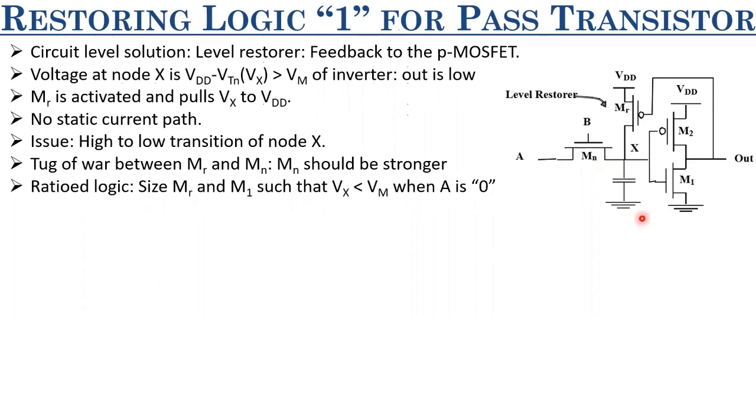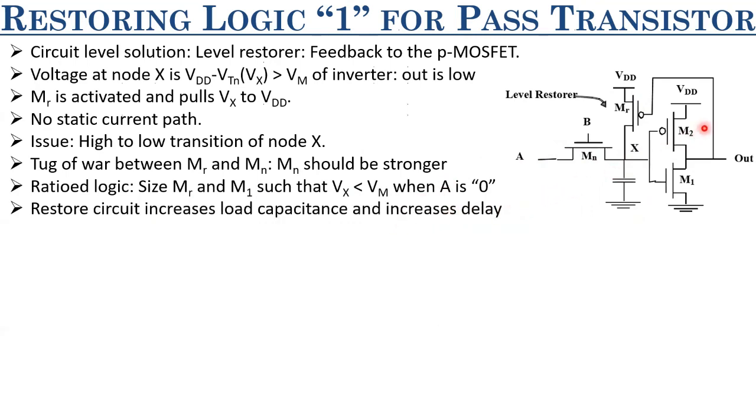So it no longer remains a non-ratioed logic, it becomes a ratioed logic now, right? Earlier it was non-ratioed logic. The pass transistor, we sized it as 1 and that was sufficient. But now it becomes a ratioed logic because we have to relatively size Mr and Mn such that Vx is less than or equal to Vm when A is equal to 0. So that is the sizing constraint over here.